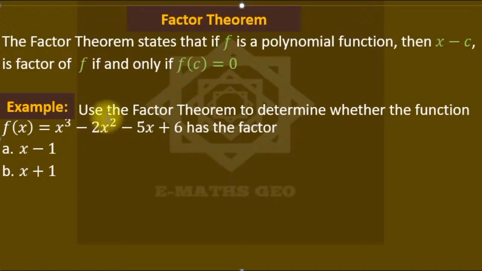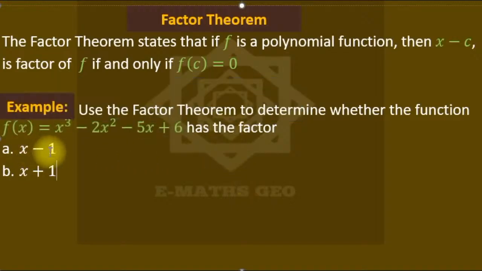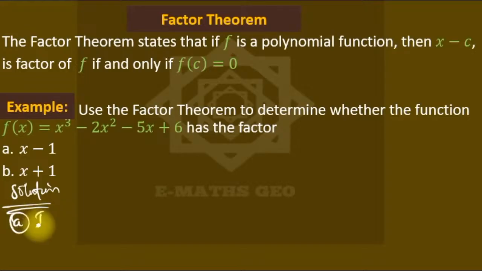So let's look at this question. They say use the factor theorem to determine whether this function has the factor x minus 1 and also x plus 1. So let's check. If the remainder is 0, you know that. So if we substitute, for the first, if x minus 1 is 0, that's substituting x as 1.